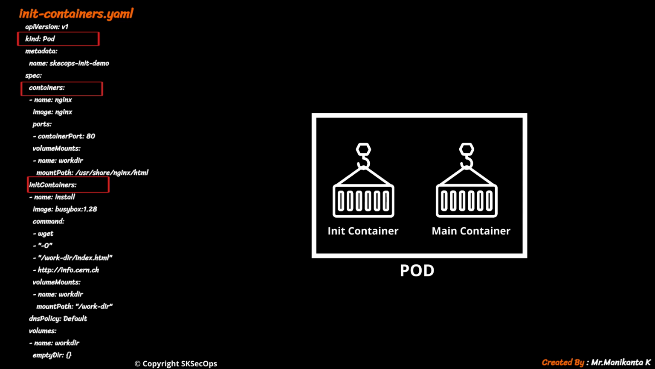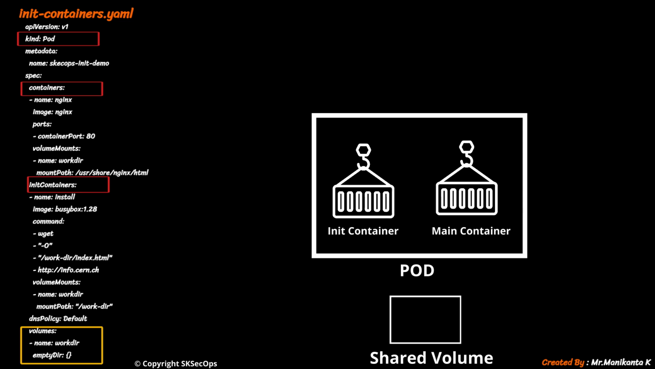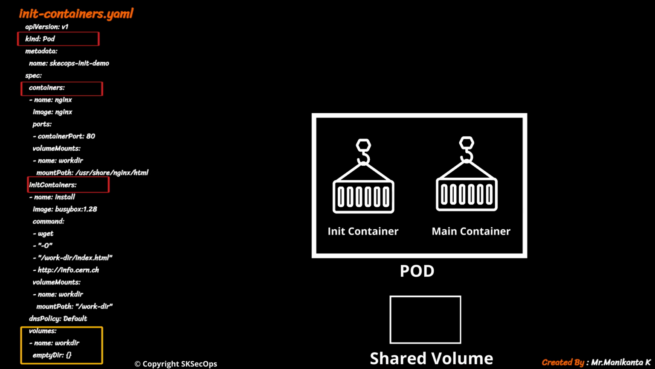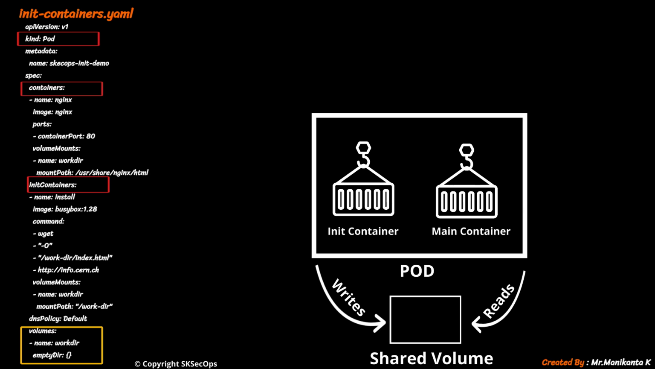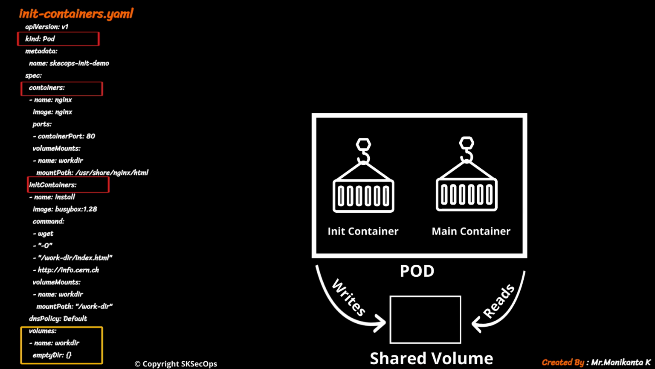And we have the volume workdir, and type emptyDir creates a temporary empty folder when the pod starts. It is shared between both containers, which are the init and the main container. Data lasts only until the pod is running. According to Kubernetes, first the volume will be created, then the init container will start, and then the main container starts.